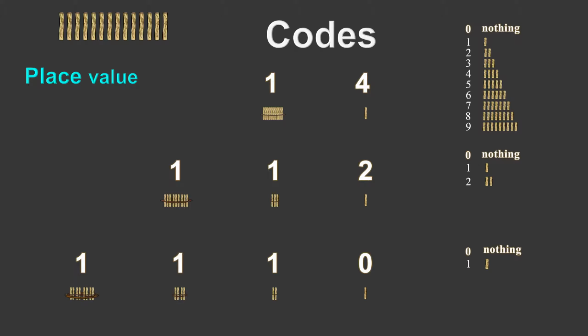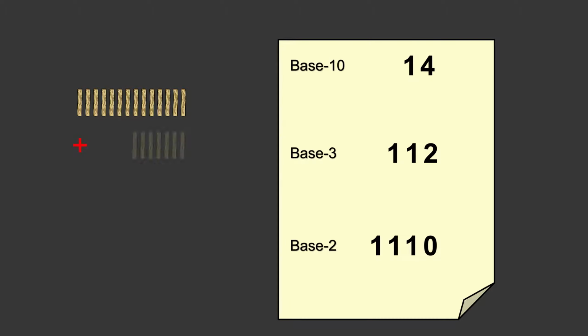To decode what they represent, we need to combine the meanings of those codes with the units. The 1-4 here means a 10 and 4 ones. This 1-1-2 is saying a 9, a 3, and 2 ones. In the binary case, an 8, a 4, and 2. They correspond to different number bases. So I hope now you see those different codes as legit numbers.